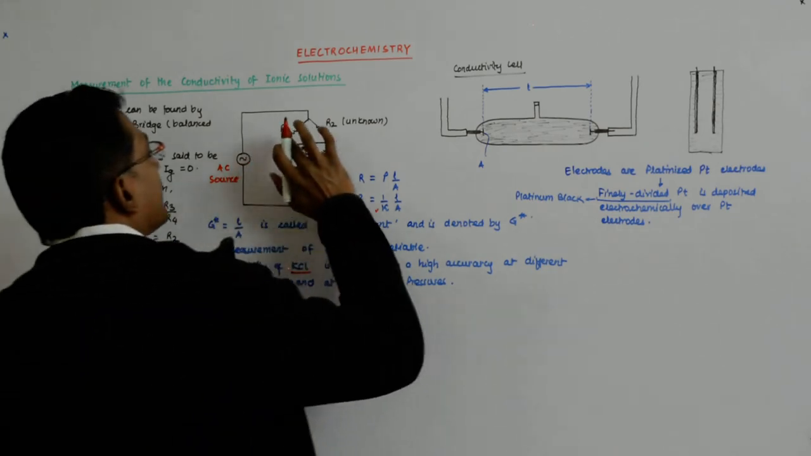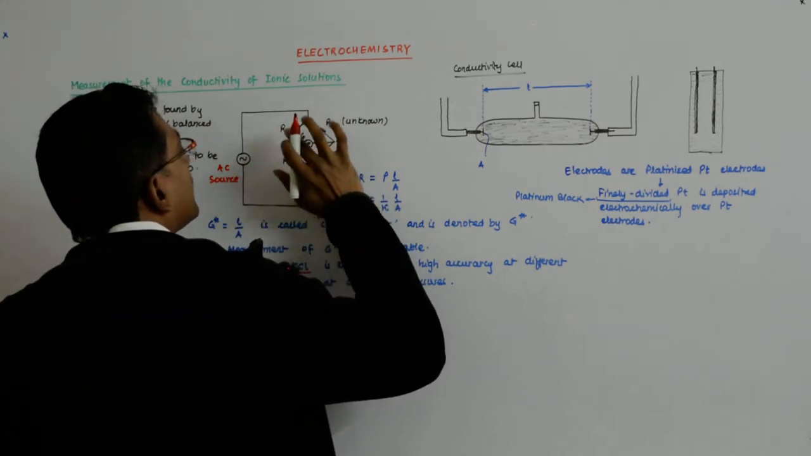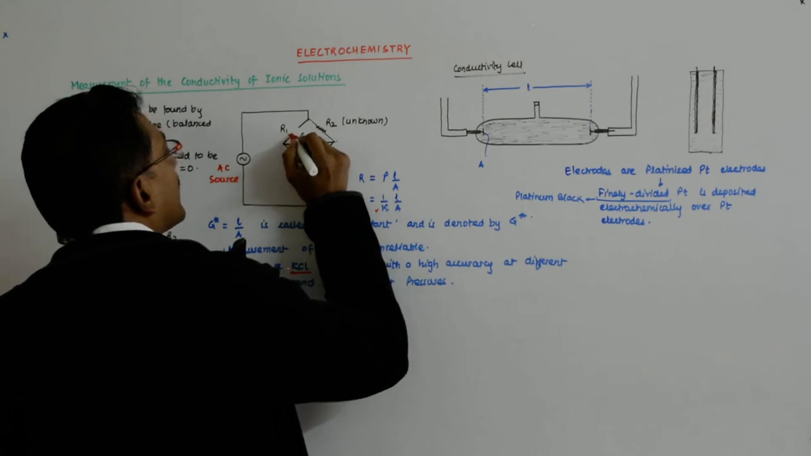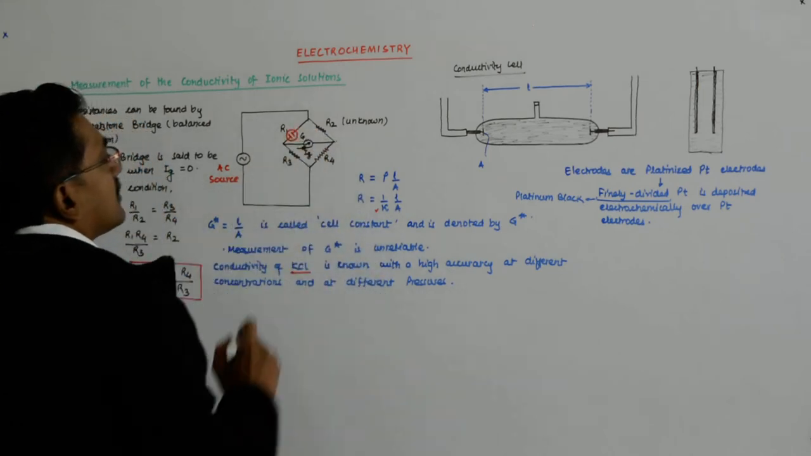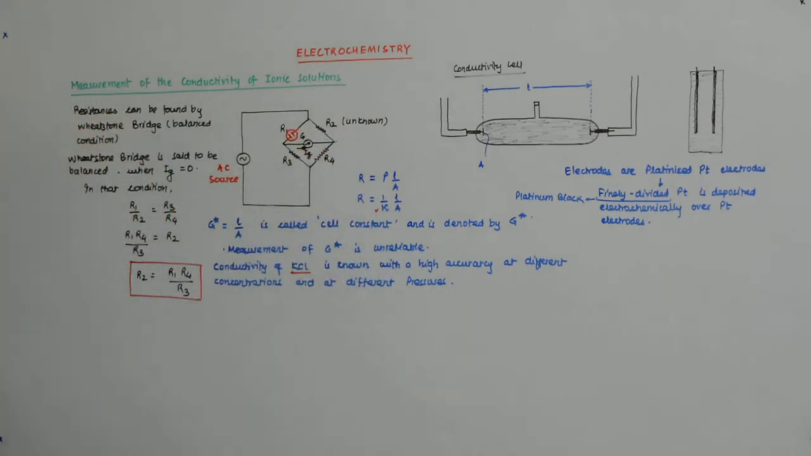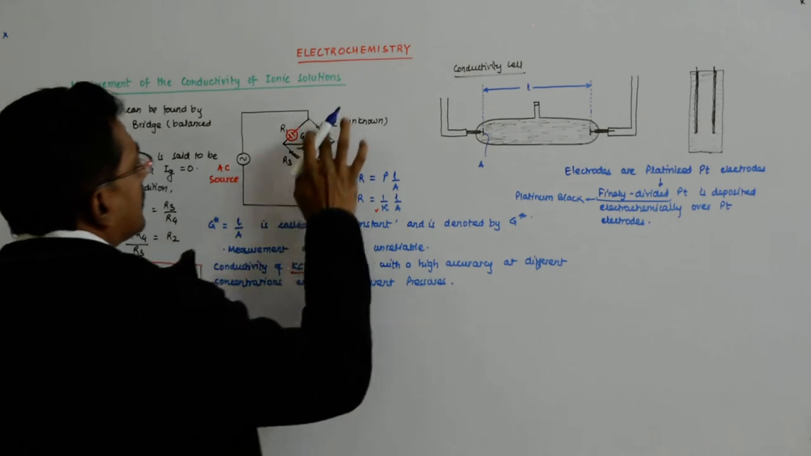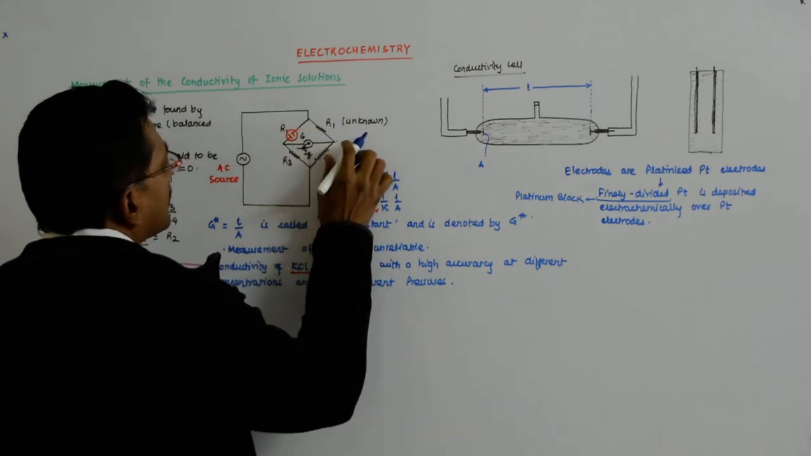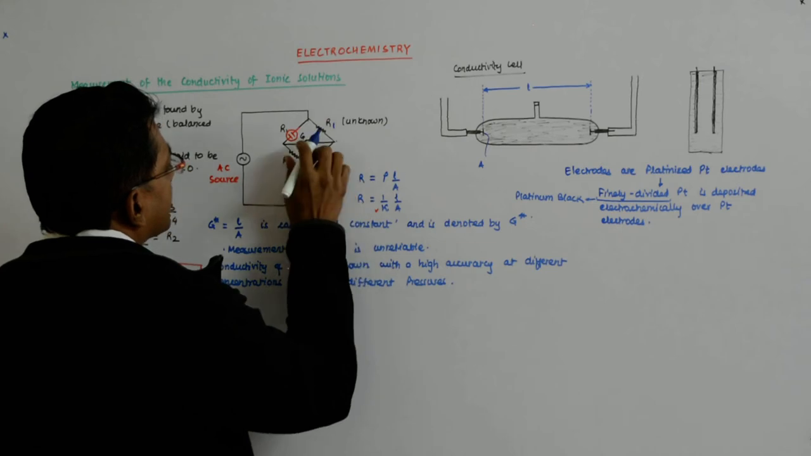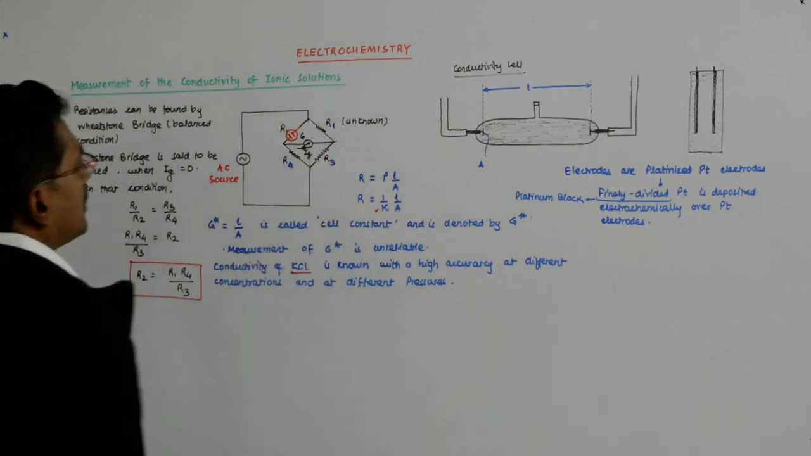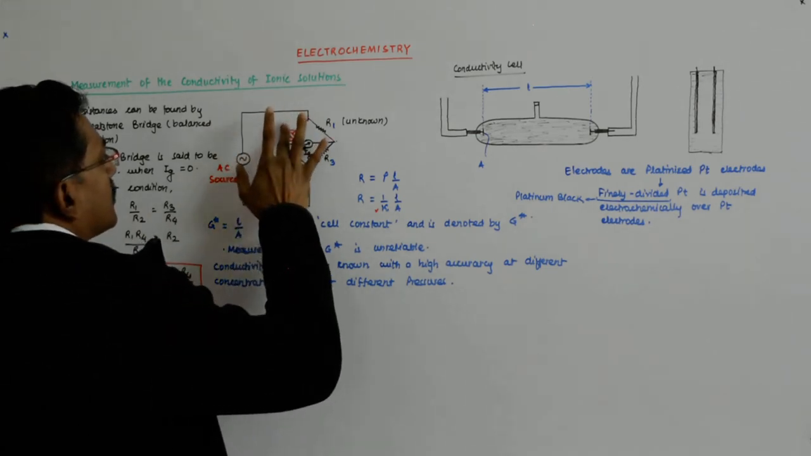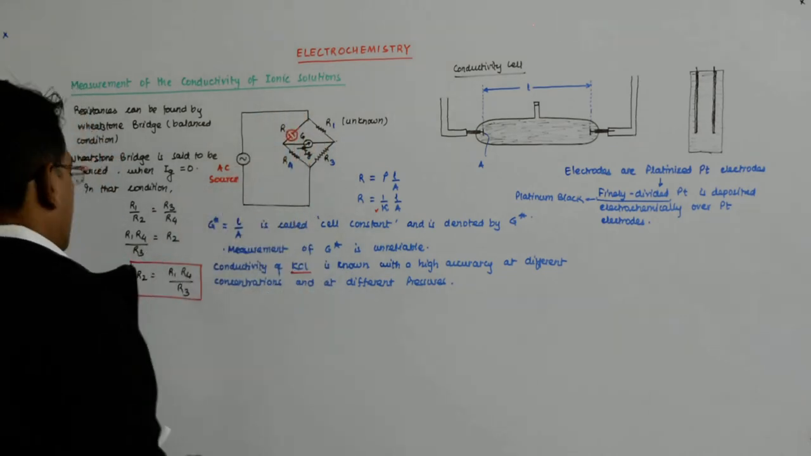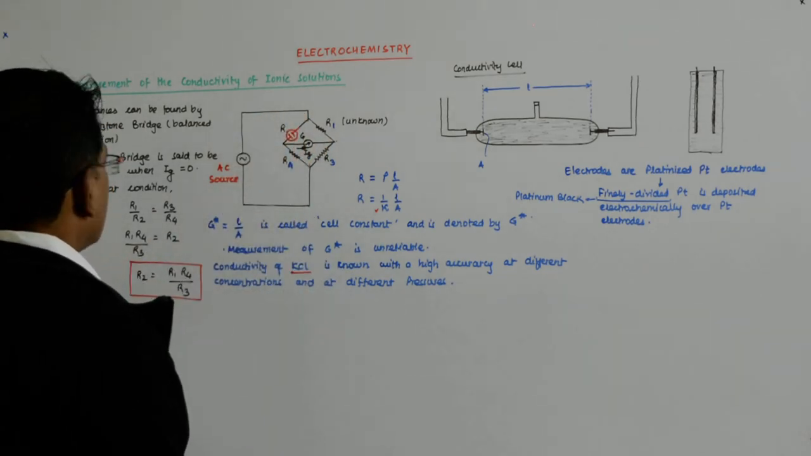So maybe here, I use the conductivity cell. I denote it like that. This is my conductivity cell. And now I redesignate these. I redesignate this as R1. This is R3 and this is R4. It does not matter how you designate it. This is the unknown. Let it be R.